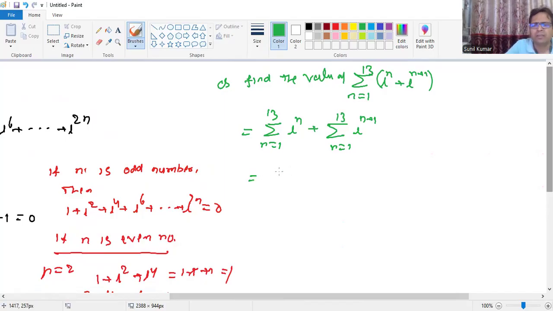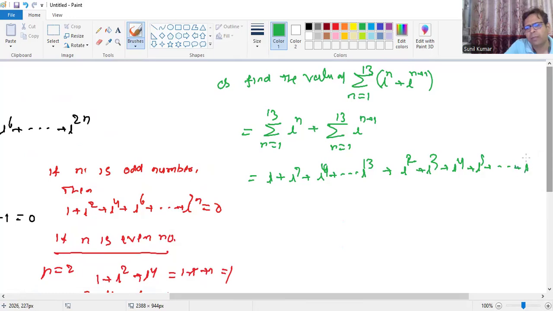If you expand this series, for n equal to 1 we get the first terms: i, i squared, i cubed, i to the power 4, up to i to the power 30. Similarly, here we'll get i squared, i cubed, i to the power 4, i to the power 5, up to i to the power 31. By putting 1 we get 2, by putting 2 we get 3, and so on.